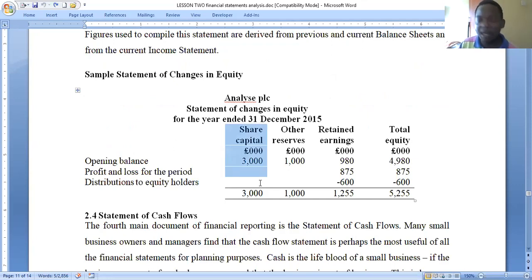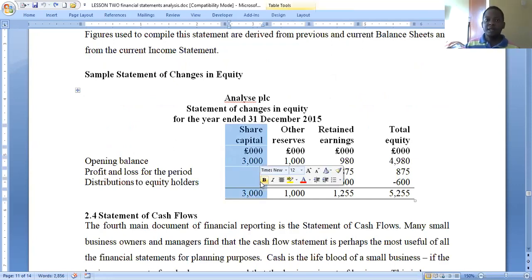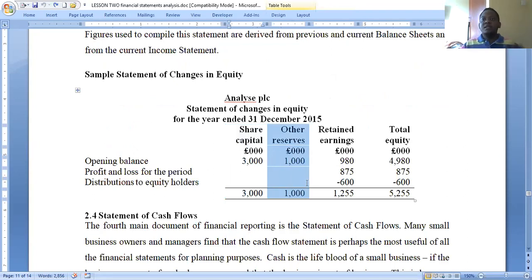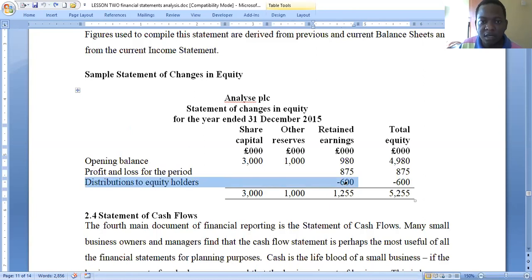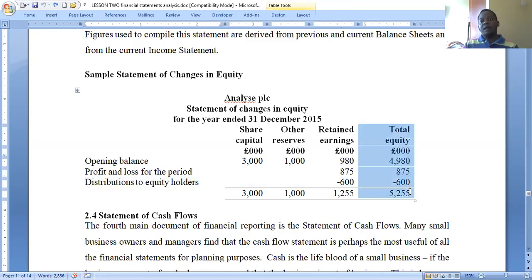In this case, we have share capital, that is the owner's claim, the amount that has been invested directly by the owners. And then we have reserves, which are attributable to the owners of the business. And then we have retained earnings of the business. Retained earnings are affected by distribution to the shareholders, in this case in form of dividends. And then in the end, we have the total equity.